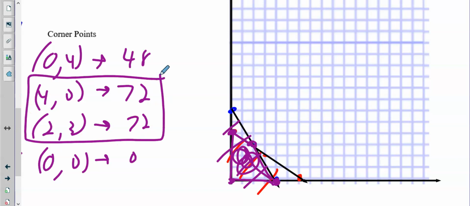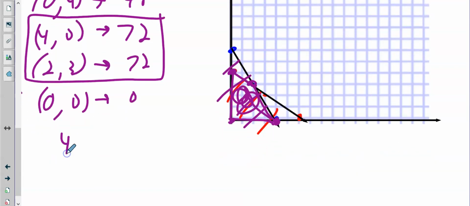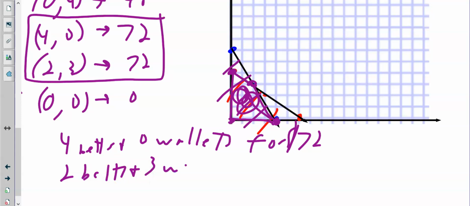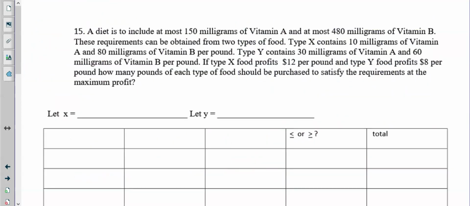They both maximize 72. So you could do 4 belts and 0 wallets for a profit of 72. Or you could do 2 belts and 3 wallets for a profit of 72. So the manufacturer just decides which one they want to do. They get the same profit out of either one.